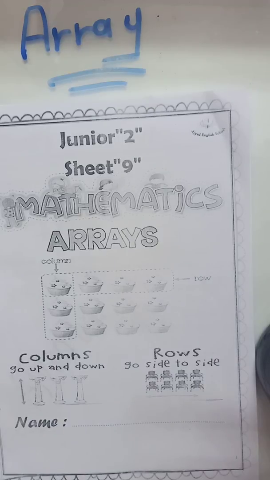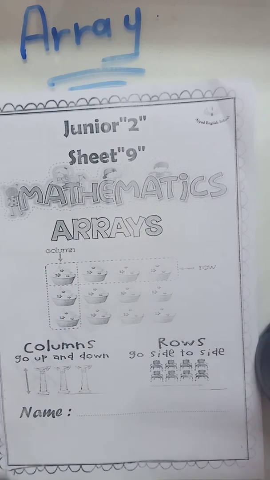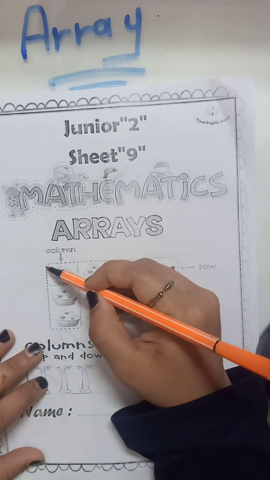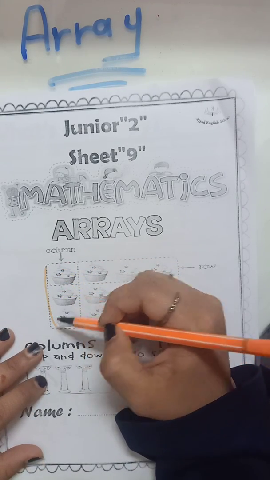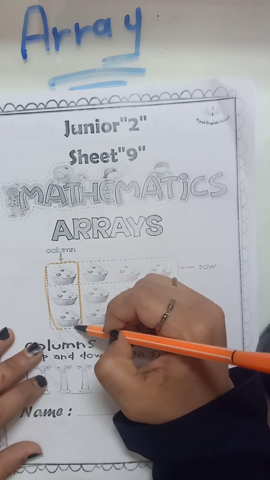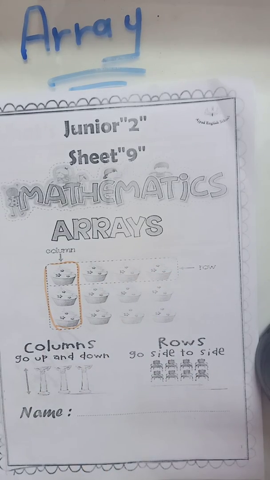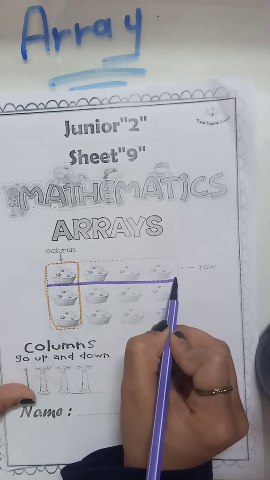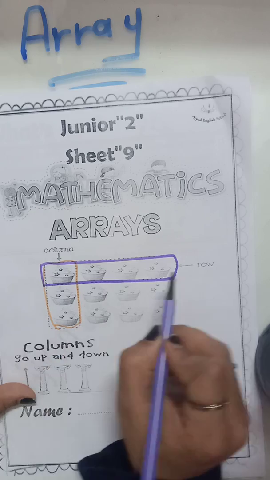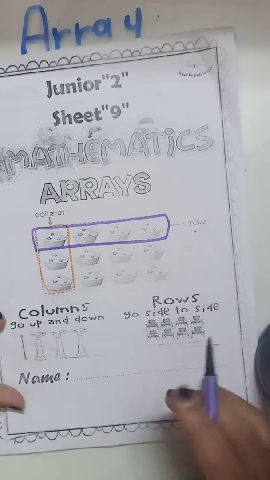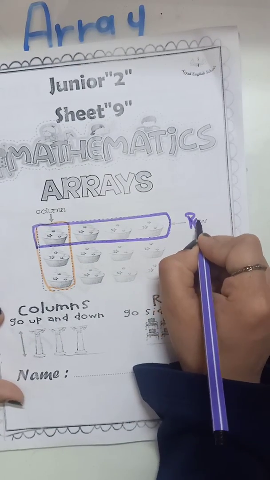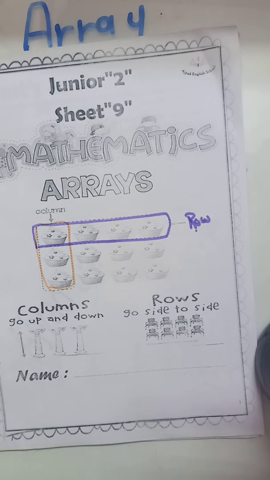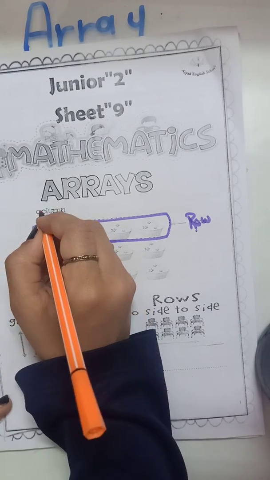In our sheet, we have the picture of cupcakes, some cupcakes arranged. If we have from down to up or from up to down, it is called column. But if we have from side to side, this is called row. Row and column.